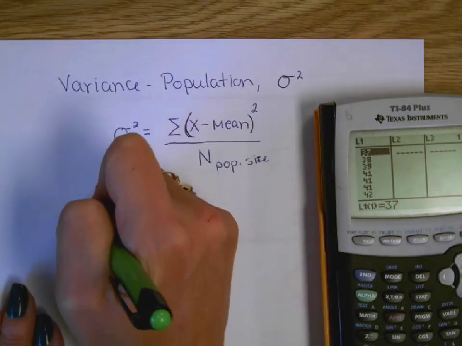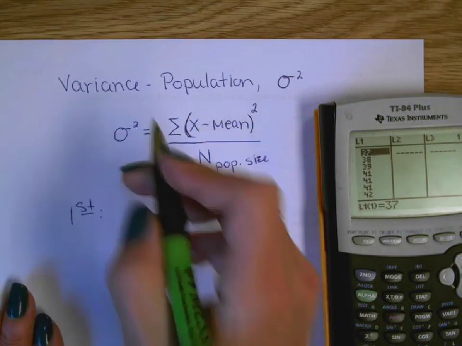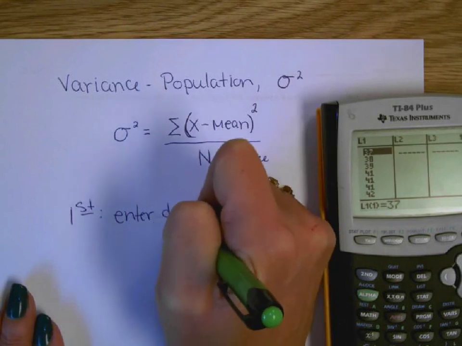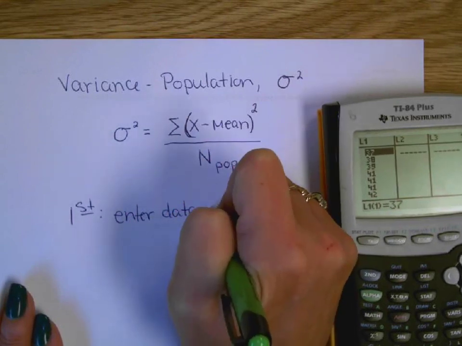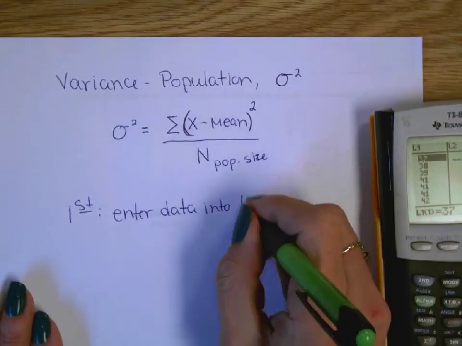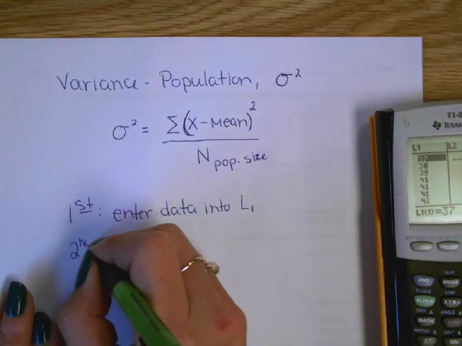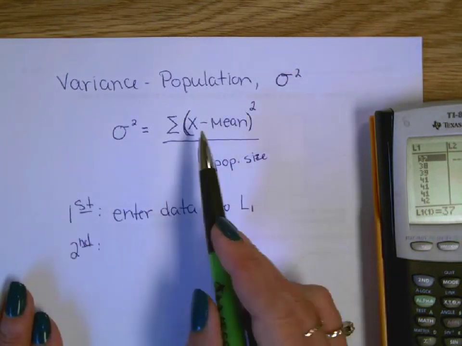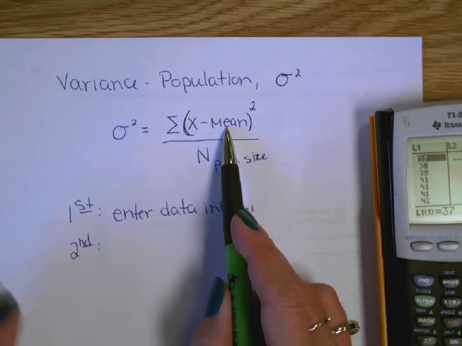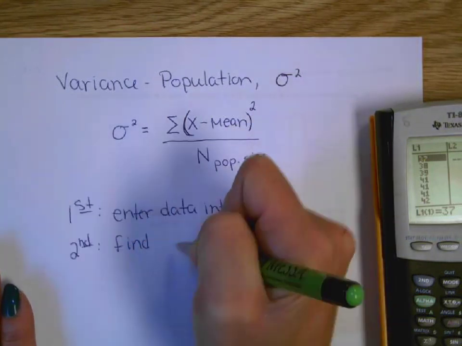So, the very first thing you want to do is enter all of your x values into a list. Enter data into list 1, but you can put them in any list you want. Then, if you look at the formula, I'm going to have to take each x value and subtract the mean. So the next thing you're going to have to do is find the mean of your list.